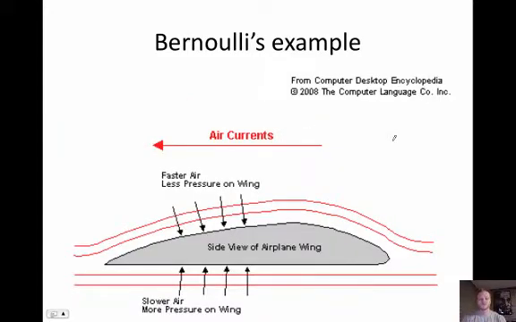It also applies to partially how planes get lift in terms of taking off. The top part of a plane's wing has a higher area than the bottom part, and so the wind has to move faster on top of the wing, and it causes lower pressure, less push, if you will. And so there's an upward force in this direction because the pressure is higher here, and that causes the plane to go up partially. There are other things in play, but partially Bernoulli's principle explains how planes can fly.